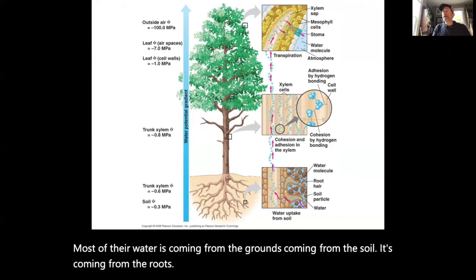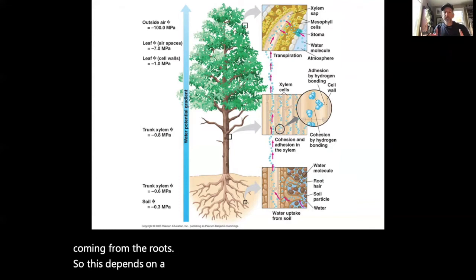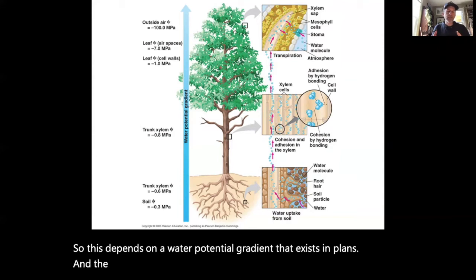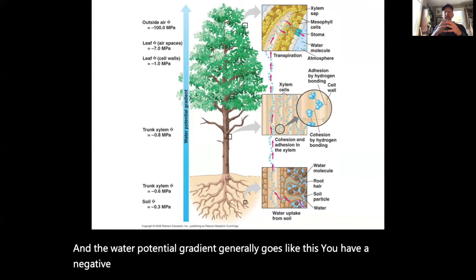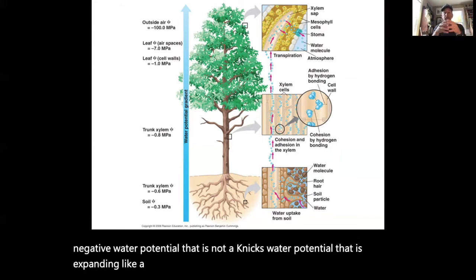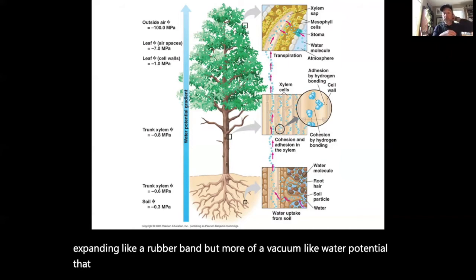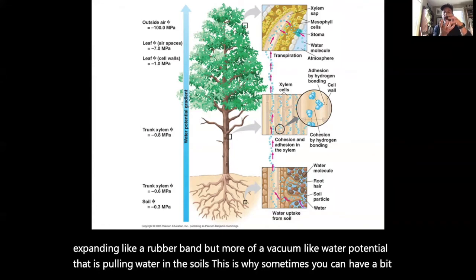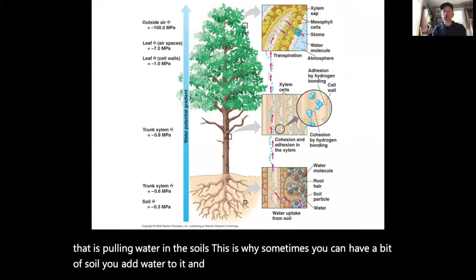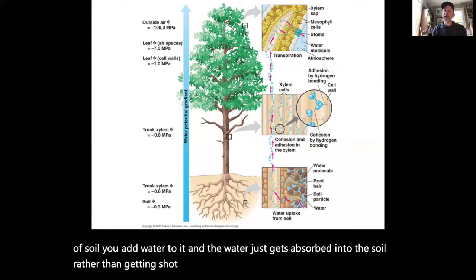So this depends on a water potential gradient that exists in plants. And the water potential gradient generally goes like this. You have a negative water potential. That is not a water potential that's expanding like a rubber band, but more of a vacuum-like water potential that is pulling water in the soils. This is why sometimes you can have a bit of soil, you add water to it, and the water just gets absorbed into the soil rather than getting shot out, right? That's a negative water potential.